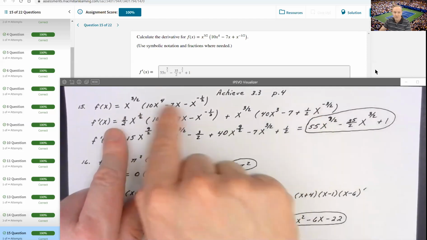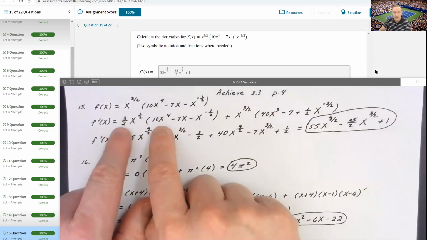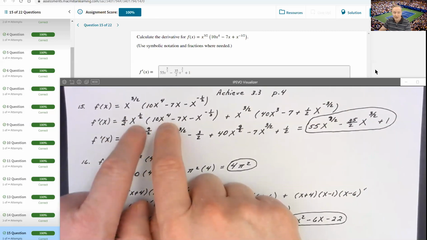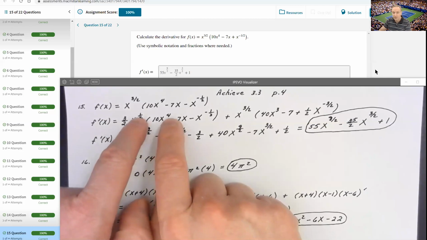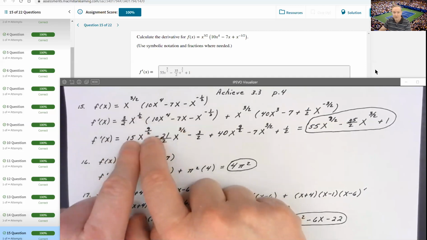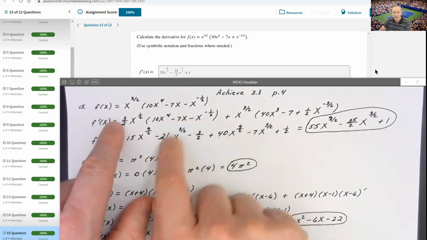So I have to distribute out the first group, distribute out the second group. When I distribute the first group, 3 over 2 times 10, that's going to give me 30 over 2, which is 15. x to the 1/2 plus 4 power. That's the 4.5 power, which is better written as x to the 9 over 2. So I have 15x to the 9 over 2. And then 3 over 2 times negative 7, that's minus 21 over 2.